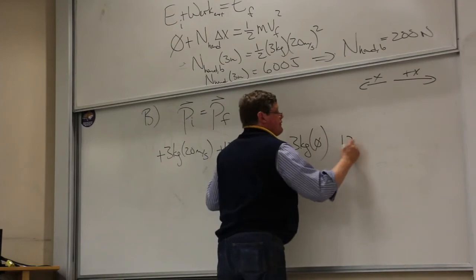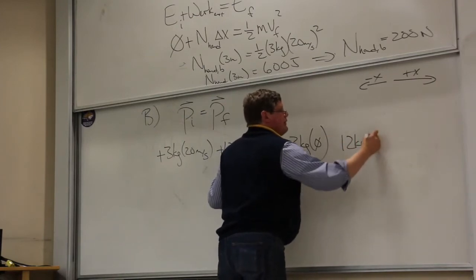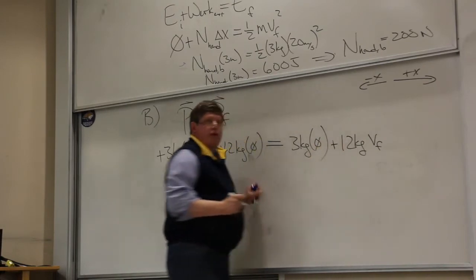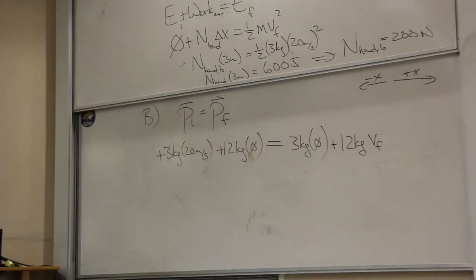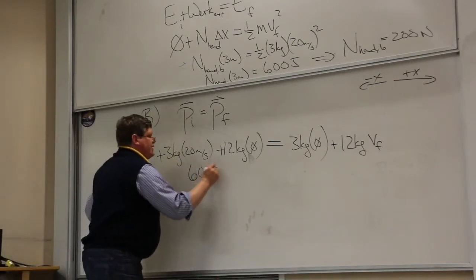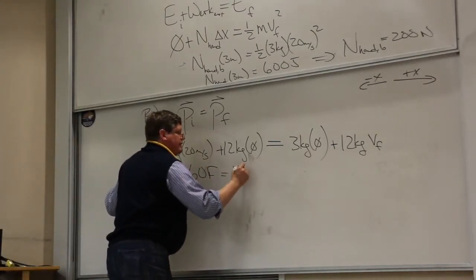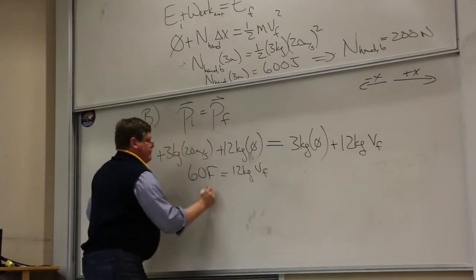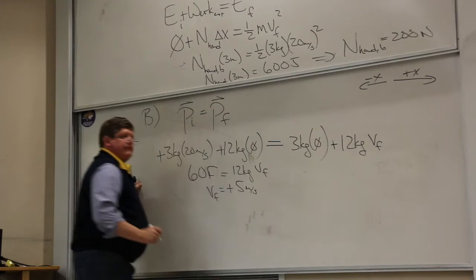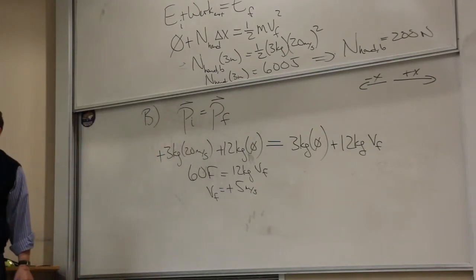And I had the 12 kilogram block moving, speed I don't know. But I know the direction, it better be to the right. Okay? So this gives me 60 is equal to 12 kilograms times V final, or V final is equal to a positive 5 meters per second. 5 meters per second to the right.